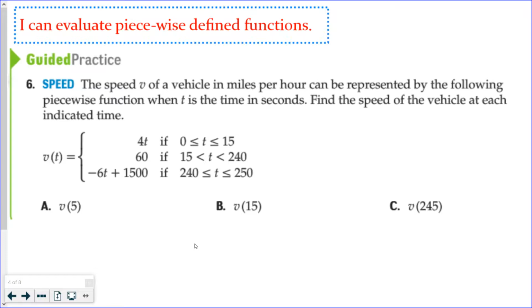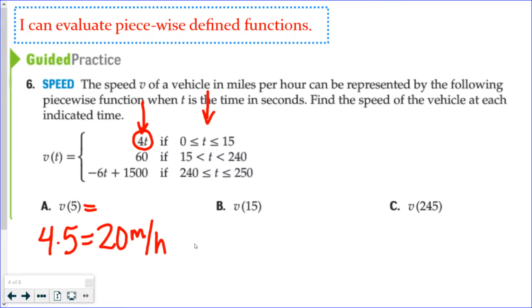So when we're trying to evaluate v of 5, normally we would just plug 5 in for t, but now we've got 3 different cases. So our first step is to figure, where does 5 fit in our domains over here? Is 5 between 0 and 15, between 15 and 240, or between 240 and 250? So 5 is a number that's between 0 and 15, so that tells me I need to use that function. So for v of 5, I'm going to use 4 times t, which would be 4 times 5, which would be 20. And we're talking about miles per hour.